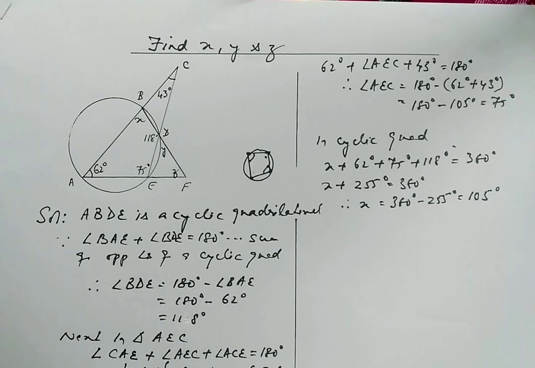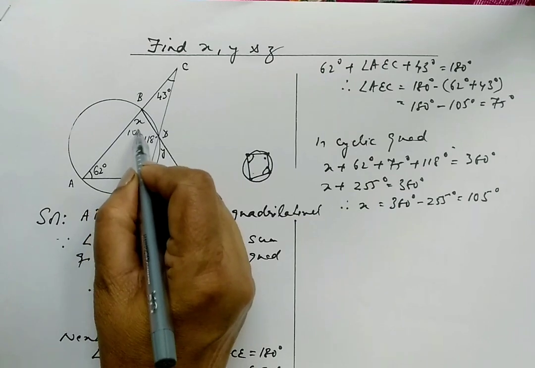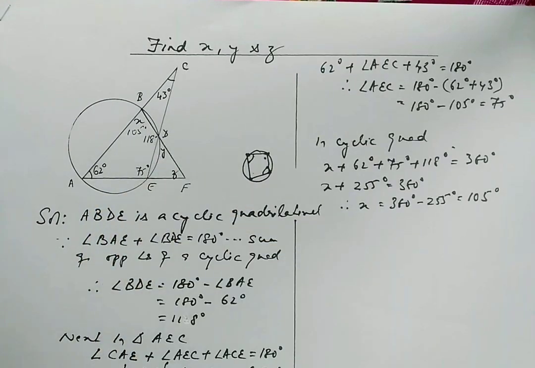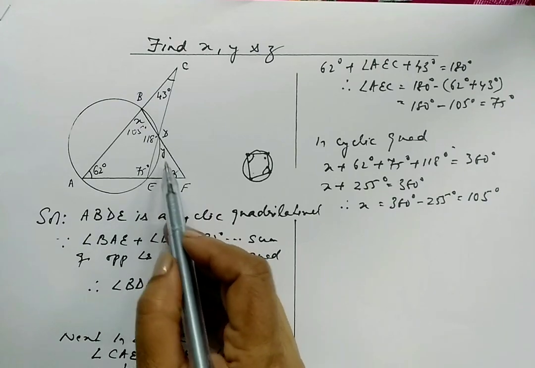So we have found our first, X, which is equal to 105. Correct? Now we'll go on to find out Y and Z.